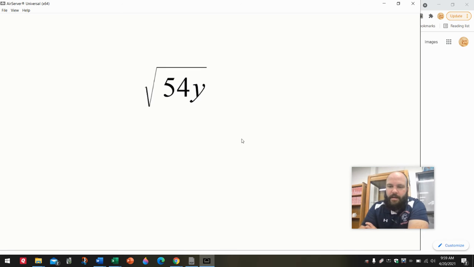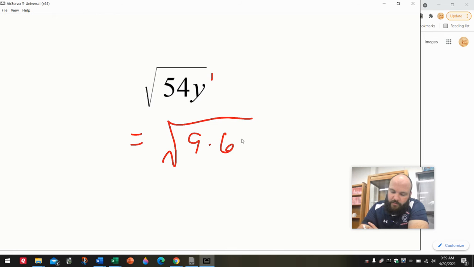Now, this number right here is 54y. Now, the variable itself is y to the first power, so we actually aren't going to have to worry about doing anything to that. If you recall that radicals simplify squares, so because it's only y to the first power, we don't need to worry about anything being simplified. 54, however, does have a perfect square hiding in it. So if we were to break this up, this would turn into 9 times 6 times y.